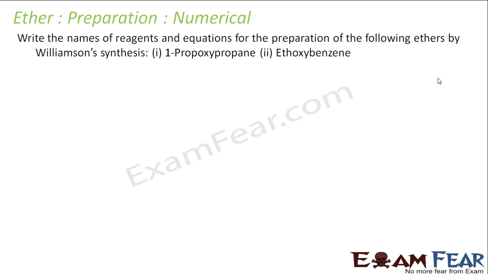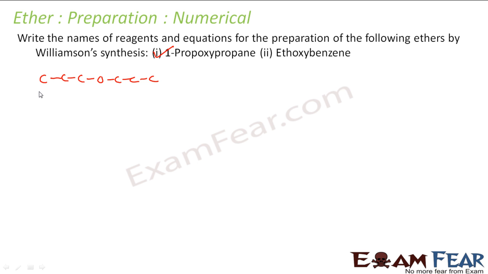The next question: write the names, the reagents and the equations used for the preparation of the following ethers by Williamson synthesis. So we have to prepare 1-propoxypropane. Let's see what 1-propoxypropane is. I'm taking this in red. This is my propoxypropane. Now to prepare this using Williamson synthesis.